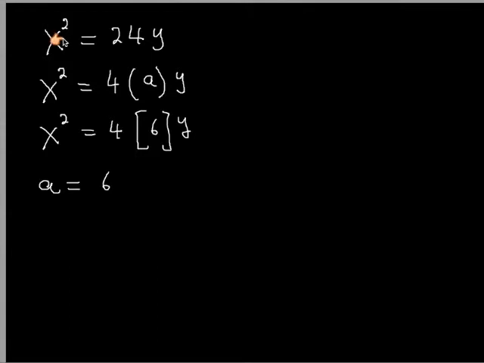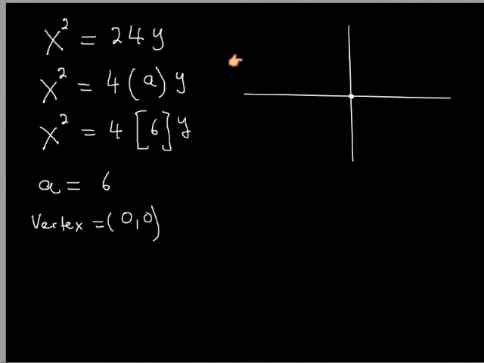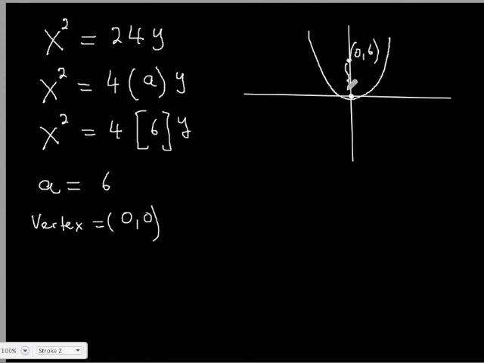Now it is understood that h and k are 0, so the vertex is 0, 0. You know that it's facing up because it's x squared is equal to some multiple of 4 times y. And you will also know that the focus would be (0, 6). And since the distance between vertex and focus is equal to the distance between vertex and the directrix, you can get the equation for your directrix, which would be y is equal to -6 in this case.